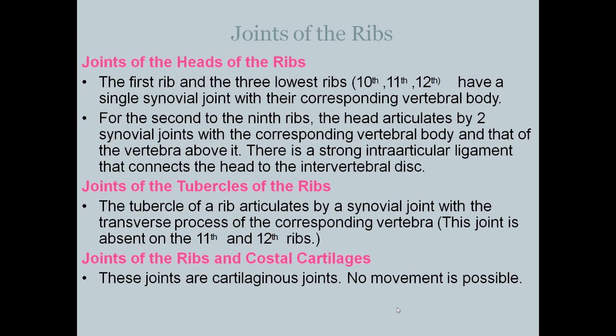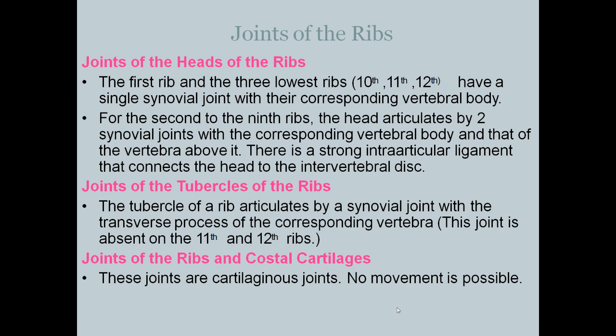Joints of the head of the ribs. The first rib and the three lowest ribs have a single synovial joint with their corresponding vertebral body. For the second to the ninth rib, the head articulates by two synovial joints with their corresponding vertebral body and that of the vertebra above it. There is a strong intra-articular ligament that connects the head to the intervertebral disc.